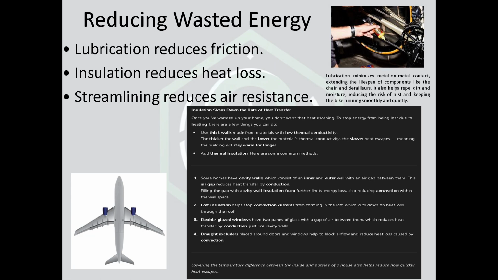And then finally, we also have draught excluders placed around doors and windows to help block airflow and reduce heat loss caused by convection. And the final point leads to streamlining reduces air resistance. So essentially, on this plane, we have quite a pointed tip. This allows the air to come down and move around it, essentially reducing air resistance and allowing us to move quicker and saves energy. However, for AQA, the main one that usually comes up is insulation, reducing heat loss, so make sure you know this one inside out.